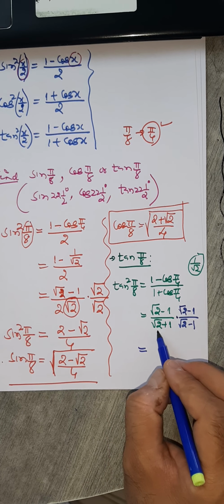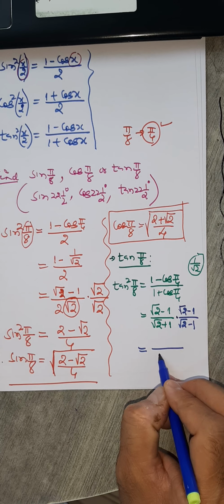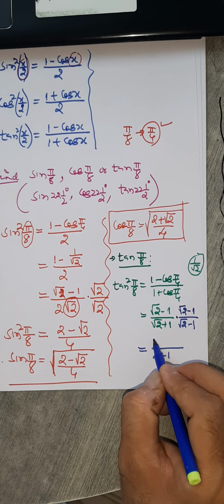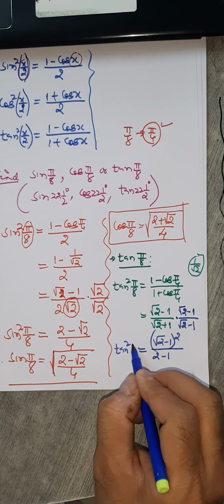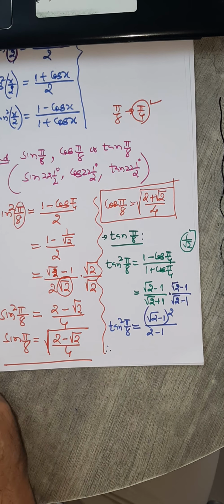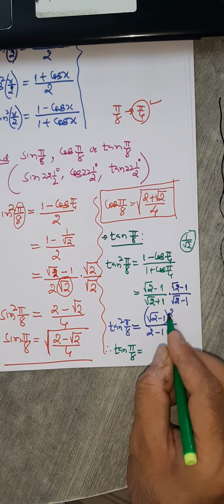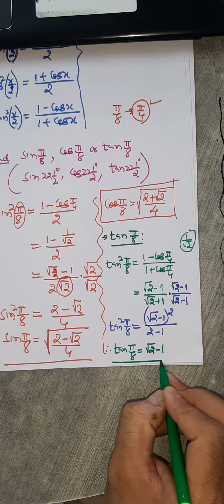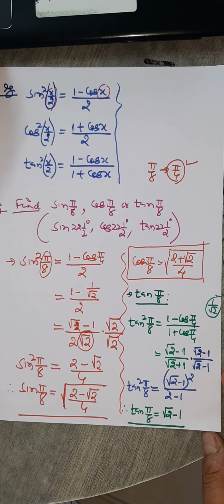So what happens here? This is a plus b, a minus b, which is a square minus b square. So 2 minus 1: root 2 whole square is 2, 1 square is 1. And this is root 2 minus 1 the whole square. This is tan square pi by 8, remember. This is 1. So finally, what is tan pi by 8? So tan pi by 8 equals this square, and this square will get cancelled. So root 2 minus 1. This way we can find some values here, remember.